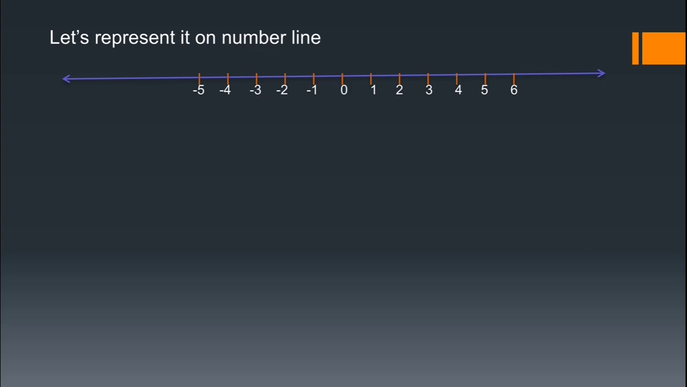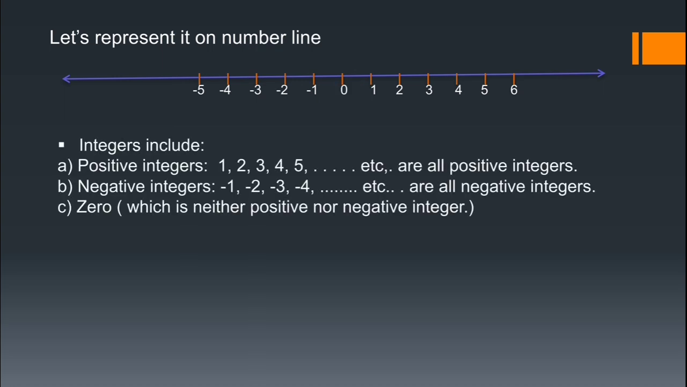So from this number line we can conclude that integers include positive integers, that is the set of 1, 2, 3, 4, 5 and so on, and also negative integers, that is the set of -1, -2, -3, -4 and so on. And it also contains 0, but 0 is neither a positive nor a negative integer. 0 is neither defined as a positive integer nor a negative integer.